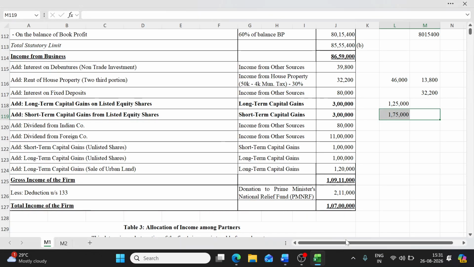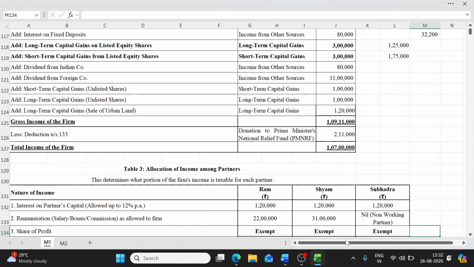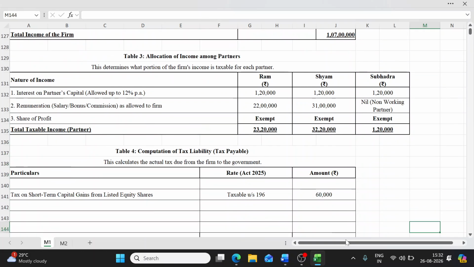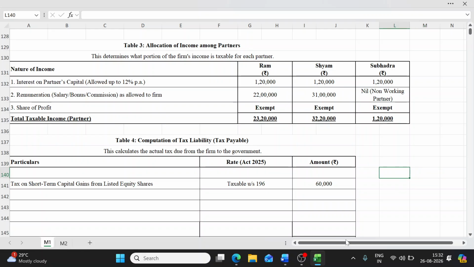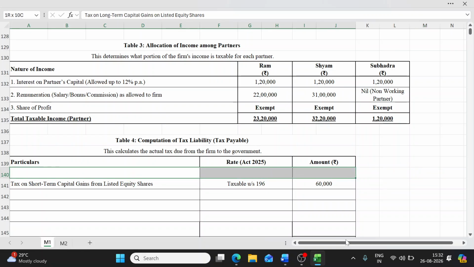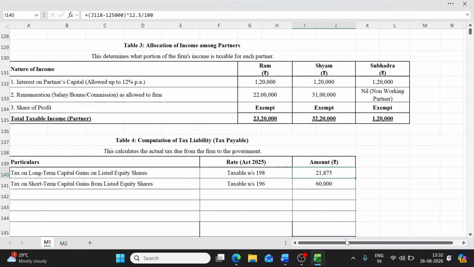On the calculator first type 1,75,000, then press the multiplication button, then press 12.5 and directly press the percentage button. You will get the tax on long term capital gain on listed equity share, and the tax will be 21,875. Okay. Now, what is next?